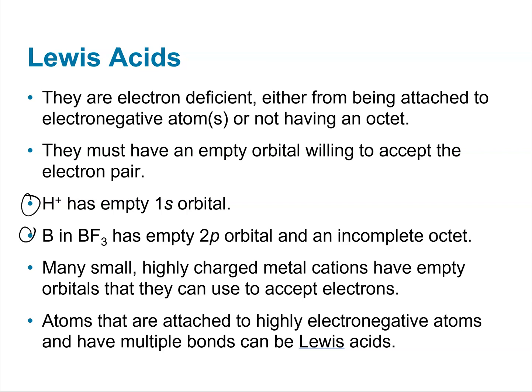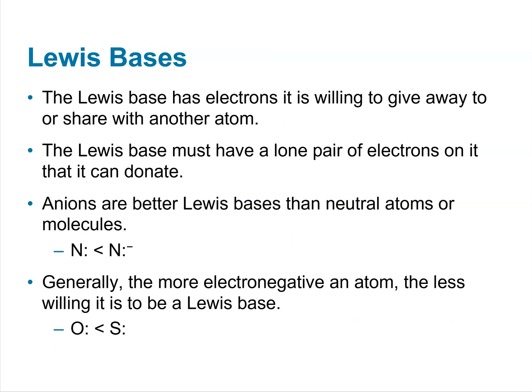So generally, what does that look like? Well, lots of small, highly charged metal cations have empty orbitals, and they can accept electrons just fine, and that makes them reasonable Lewis acids. Also, atoms that are attached to highly electronegative atoms and have multiple bonds can be Lewis acids. So let's look at some of these. Or excuse me, let's look at Lewis bases, and then we'll look at some examples.